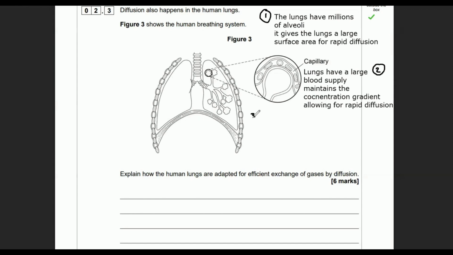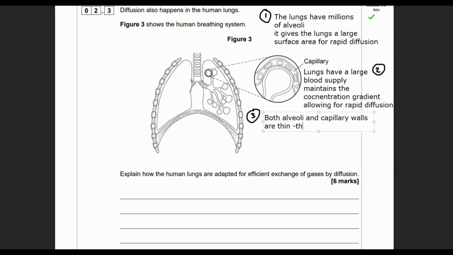My spelling's always dodgy, but that word came out very weird. Right, let's go to the next one. So, what else do I want to talk about? What can you say about the capillary walls and the alveoli walls? So I'm going to say both alveoli and capillary walls are thin.